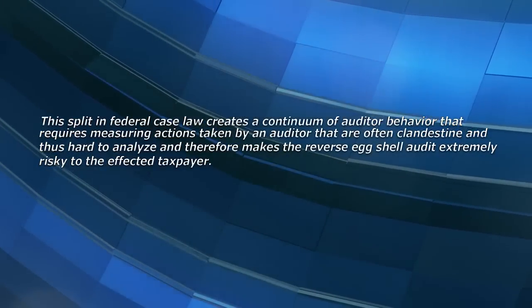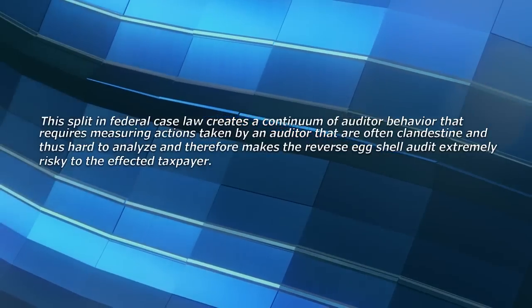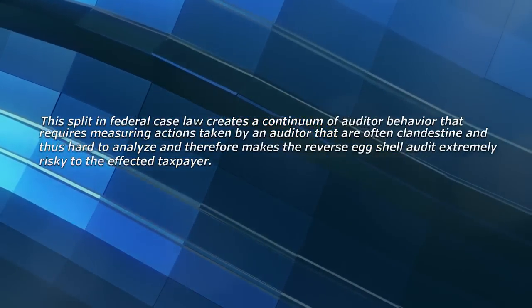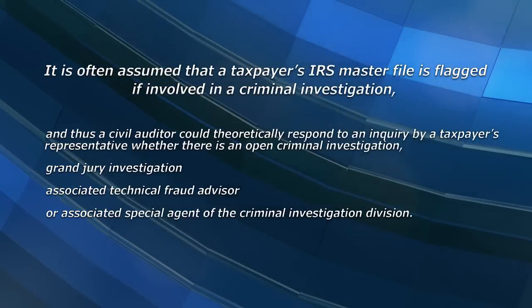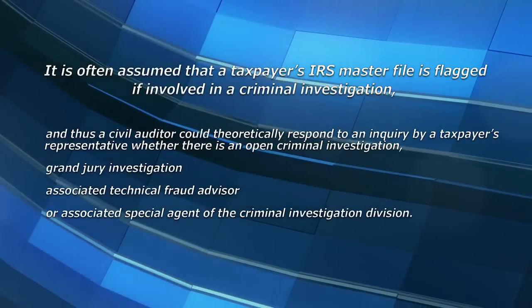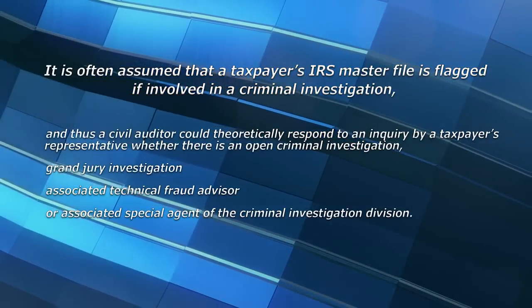This split in federal case law creates trepidation for attorneys in that it can go either way depending on how that continuum of behavior by the auditor is viewed by a subsequent reviewing body. Most criminal tax defense attorneys are of the opinion that when a taxpayer is under criminal investigation, there are indications within the IRS master file that will alert a criminal tax auditor of that fact. If they look at the codes, they can see within the records that there's an underlying criminal investigation, that a grand jury investigation is underway, that there's been an associated technical fraud advisor, or that a special agent has been associated with the case.